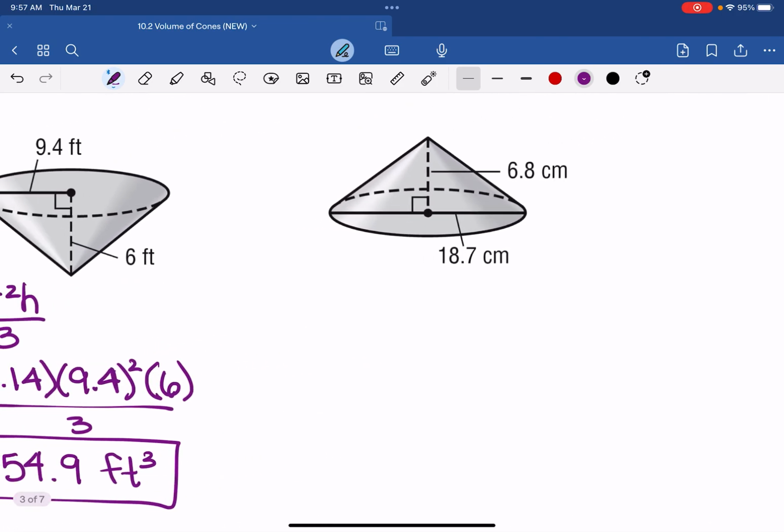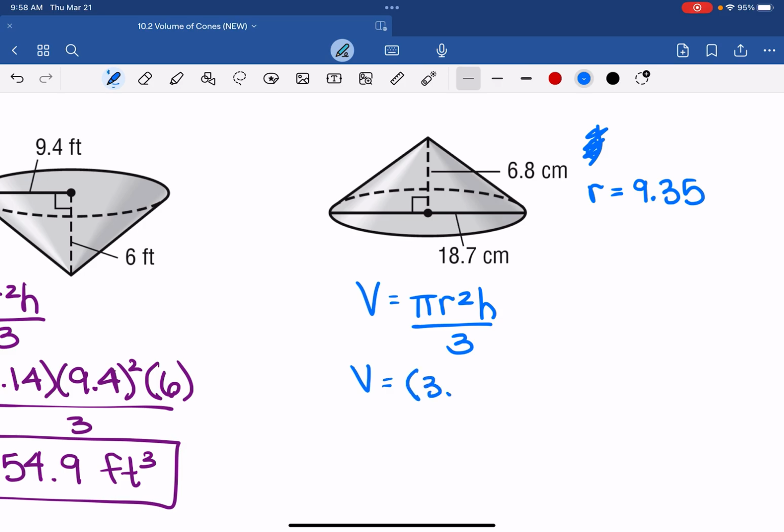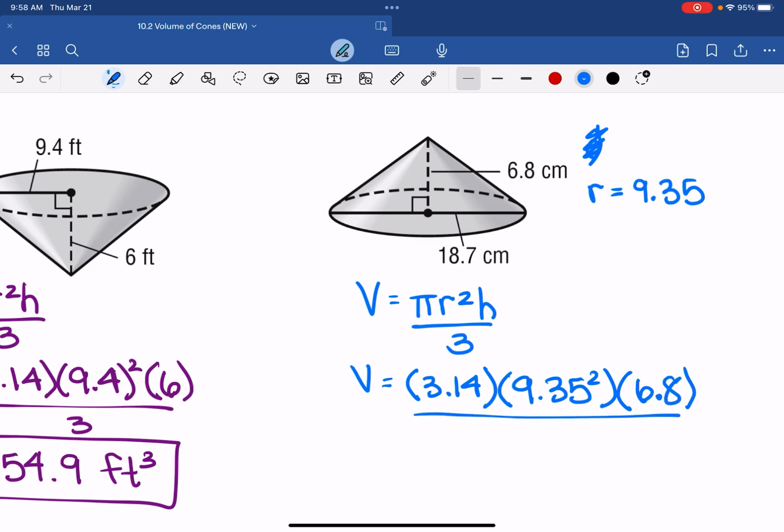Okay, and then number 6, hopefully you noticed that they gave you the diameter, so you need to split that in half to find the radius. So that would have been 9.35. And then pi r squared h divided by 3. So we'll have 3.14. The radius is 9.35 squared. And your height is 6.8. And you'll divide that by 3. And your volume comes out to be 622.2 centimeters cubed.